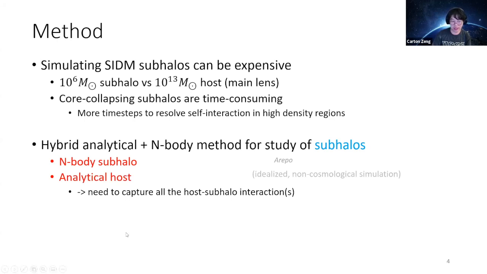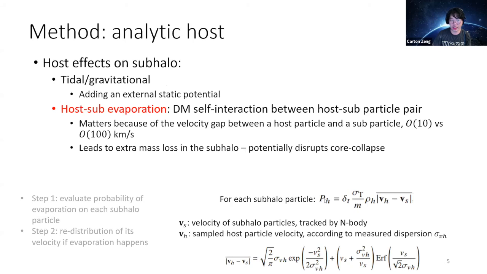By using this hybrid approach, we need to make sure that we capture all the interactions between this analytic host and the N-body subhalo correctly. So what effects does the host have on the subhalo? First, of course, naturally, we have the tidal or gravitational effect, which is straightforward to implement. It's just an external static potential. Well, it can be time evolving, but currently we only have a static potential.